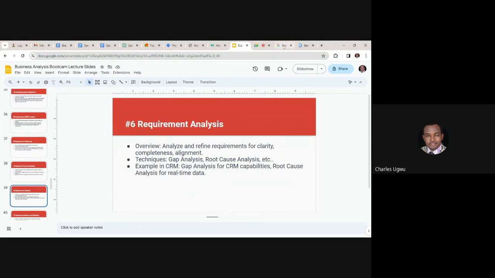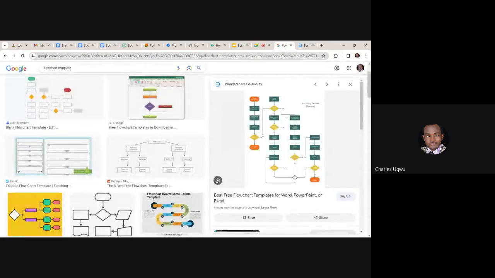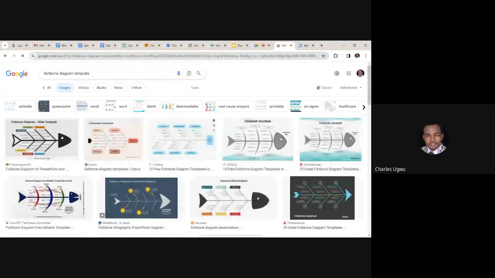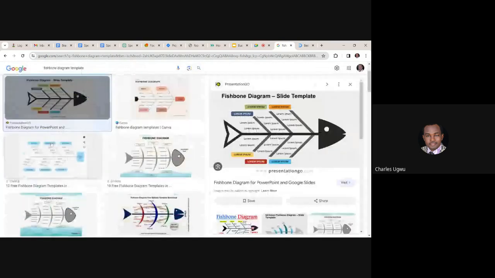Let's see if I can find a fishbone diagram. So this is what we call a fish. You can look at it here. It looks like the shape of a fish. This is what we call a fishbone diagram. I'll call it cause and effect.